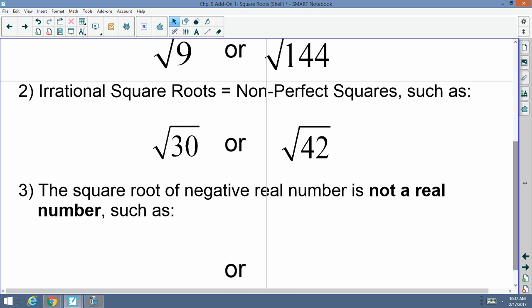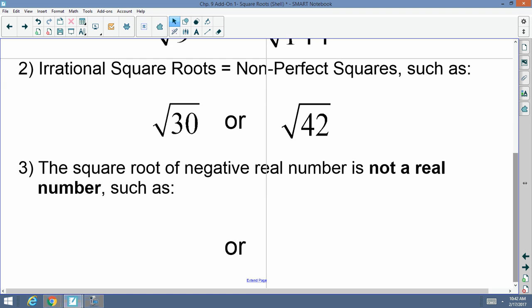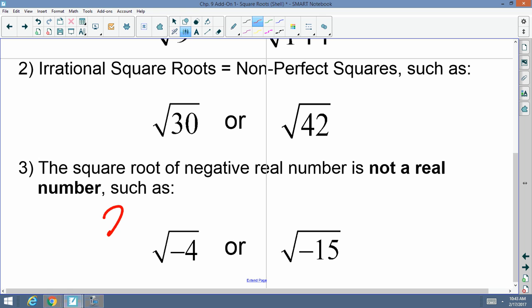And the square root of a negative real number is not a real number at all. It's actually called a complex or imaginary number, and we will get there. But the square root of -4, the square root of -15, that is not a real number. You can do this. It's going to be 2i. The answer will be 2i. But we're not there yet. I'll get there when we get there. That's in the complex number system.